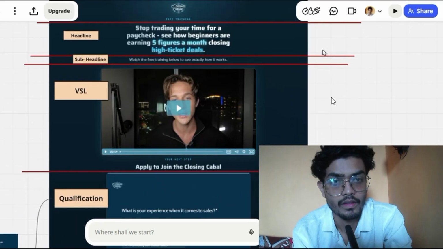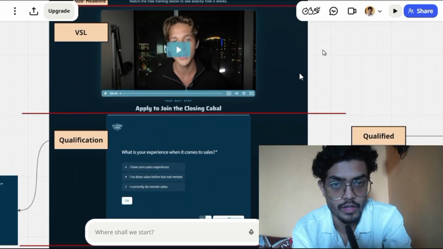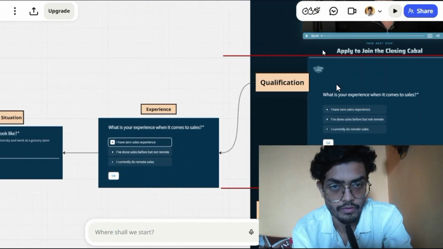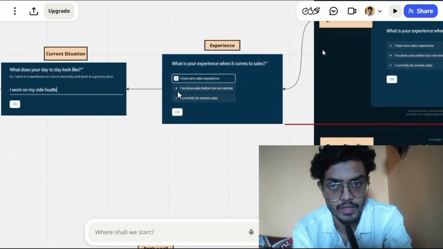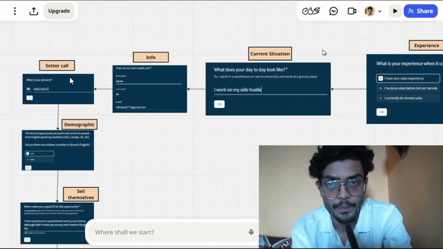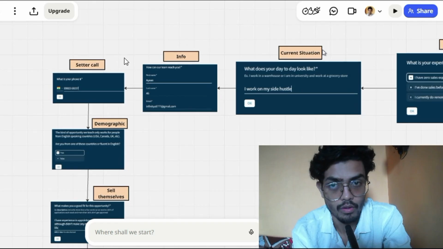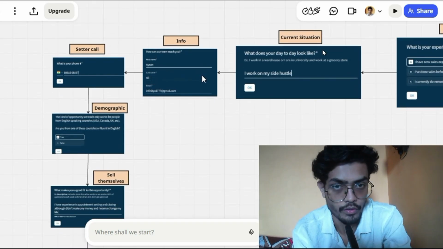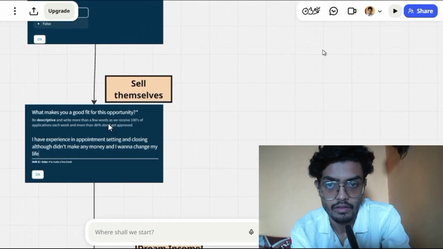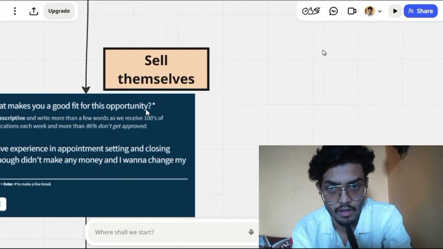Below his VSL, once someone has watched it, there's a qualification form. The form asks for your experience, then your current situation, what your day to day looks like, then your info and phone number, because after you submit this form a setter will call you. He understands your demographic, calls to qualify you further, and asks what makes you a good fit for this opportunity, saying that 86% don't get approved.